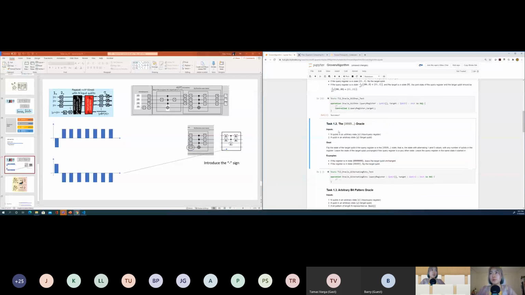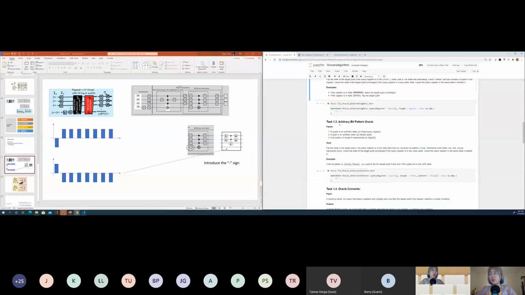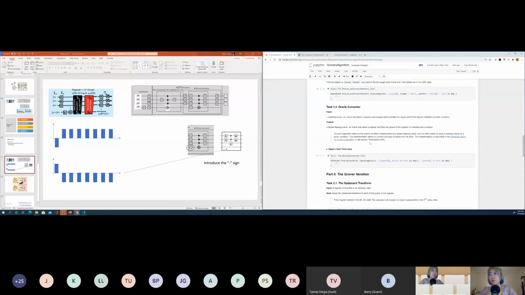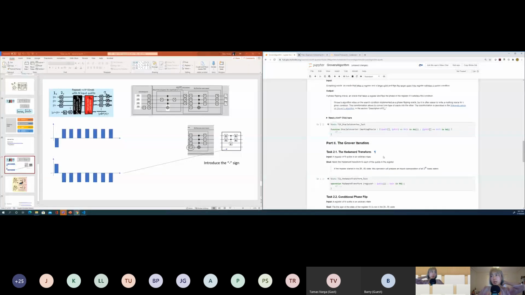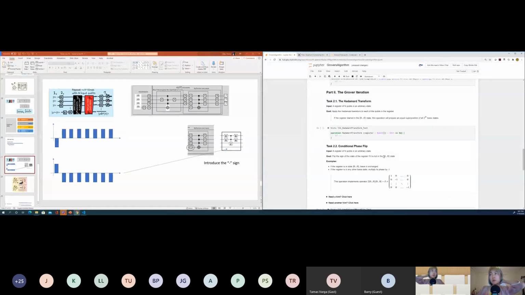We're going to skip the next 3 oracles. Those are for you to do as homework. Those are just setting up different types of oracles. And then we should go build up the Grover iterations.